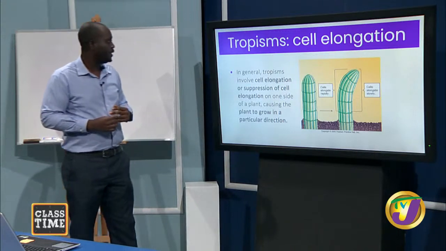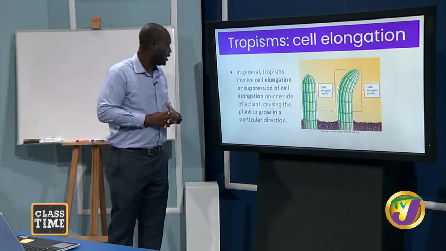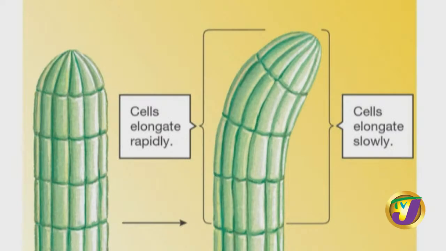Now, tropism involves cell elongation, meaning that cells increase in size. All right? Or we can look at the suppression of cell elongation when we talk about tropism. So as you can see in the diagram to my left, on one side, the cells are longer than the cells on the other side. So this side, the cells elongate faster than the cells on this side right here. So what happens is that it's going to cause the plant to tilt in one direction.